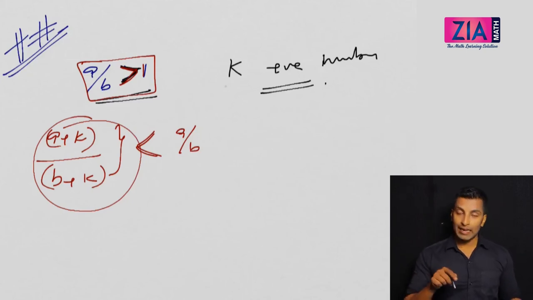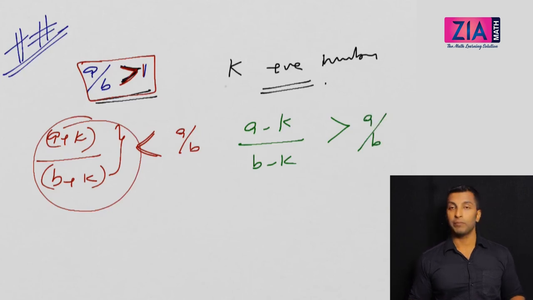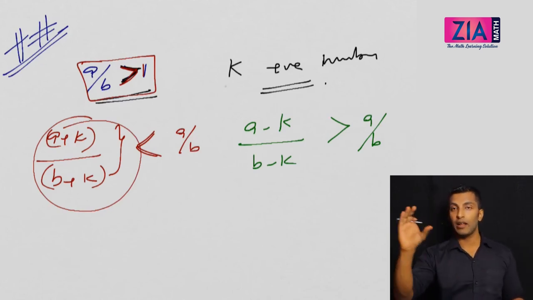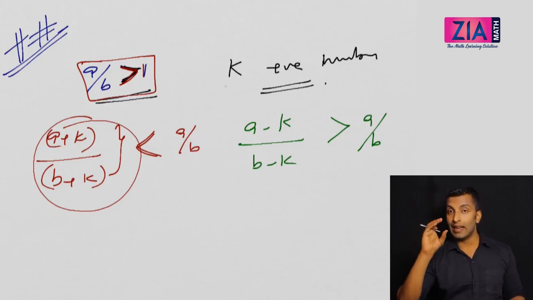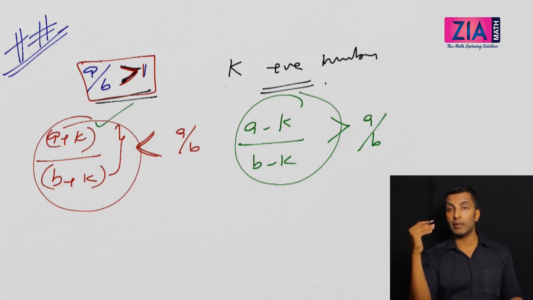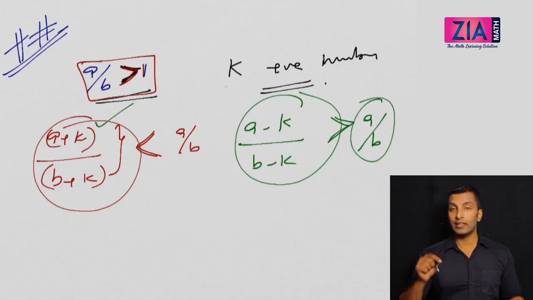Now, if you are subtracting, a minus k divided by b minus k, this value will be greater than a by b. So what is the case? The given ratio is greater than 1 and you add any positive number to the numerator and the denominator, then this ratio will always be less than the given ratio. Now, if you subtract the positive number from the numerator and the denominator, but the number has to be the same in numerator and denominator, then that will always be greater than the given ratio.